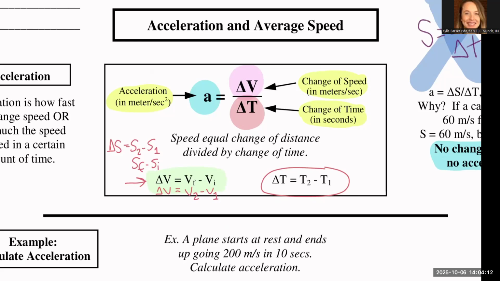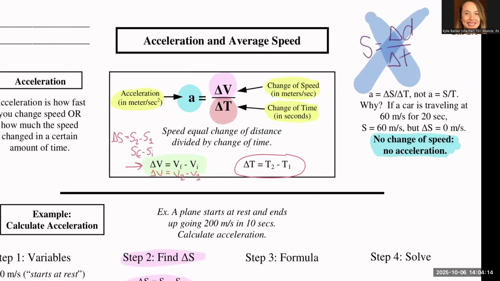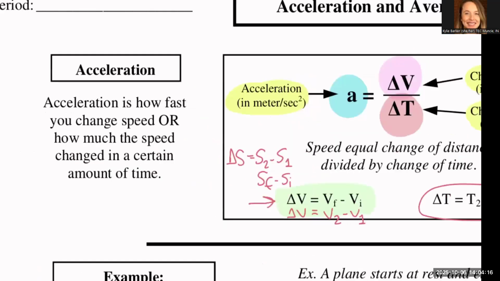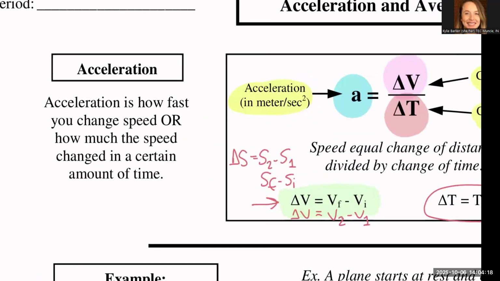So you're going to see many examples where you're going to have to do quite a bit of work with the delta. Okay, so here's a little definition of acceleration. It's how fast you change speed. So a key phrase here is for sure change speed, or how much the speed changed in a certain amount of time. So we are going to be looking at examples where 2 speeds are given, and we're going to compare those based on the amount of time that change happened to be able to figure out our velocity.